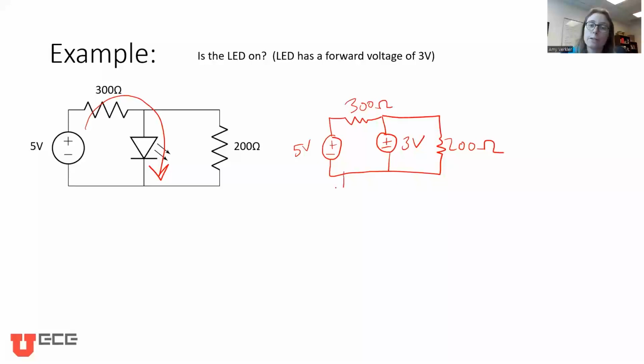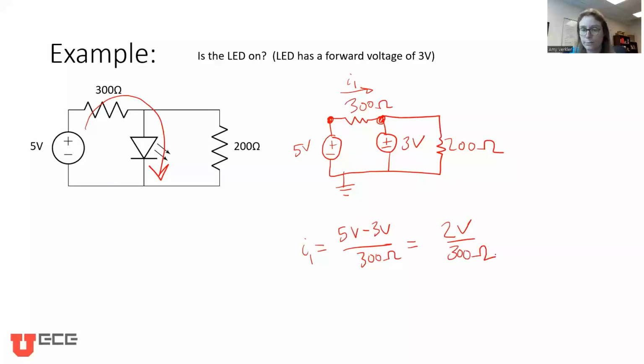So if I make this ground over here, I know what the nodal voltage is both here and here, so I can calculate the current through that resistor. So we have 5 volts minus 3 volts over 300 ohms is the current through that resistor. And I'll call that I1, draw it here, I1. So that's 2 volts over 300 ohms, which is the same as 6.7 milliamps.